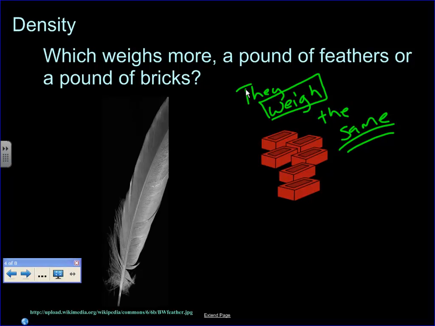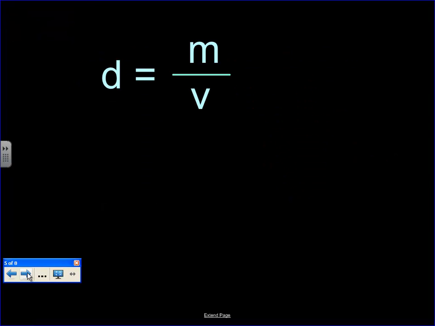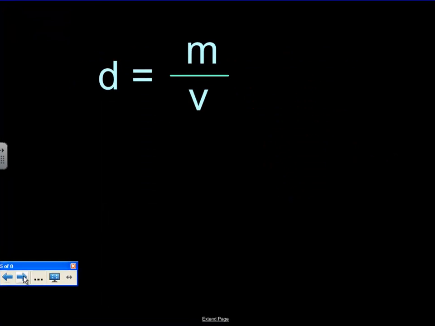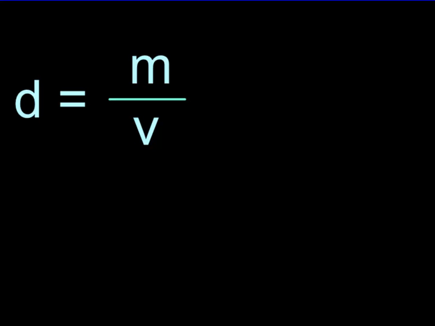So what is the real difference in them then? If they both have the same weight, what's the difference? The difference is in density. Okay, the brick, everything's really tightly packed together, and the feather, not so much. Everything's a little bit more spread out. So that's going to lead us into one of our big math formulas, and this is a pretty easy one. D equals m over v.